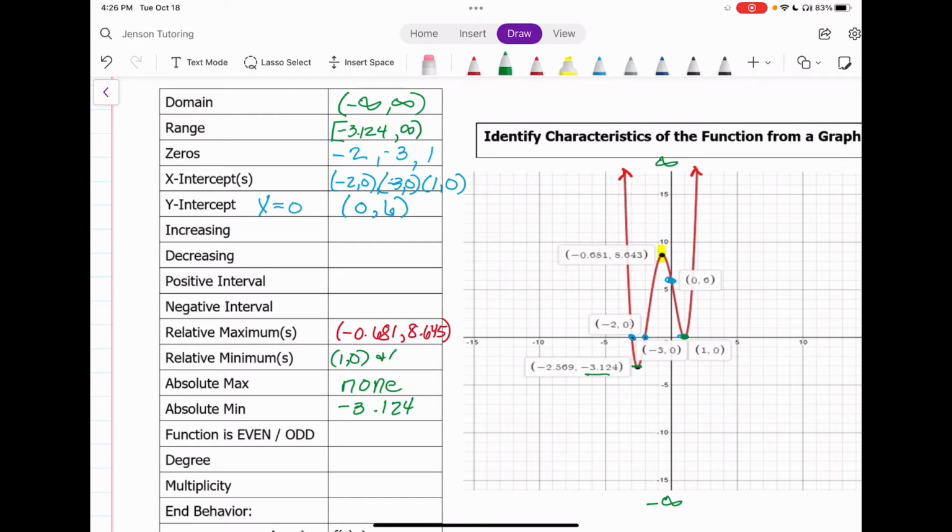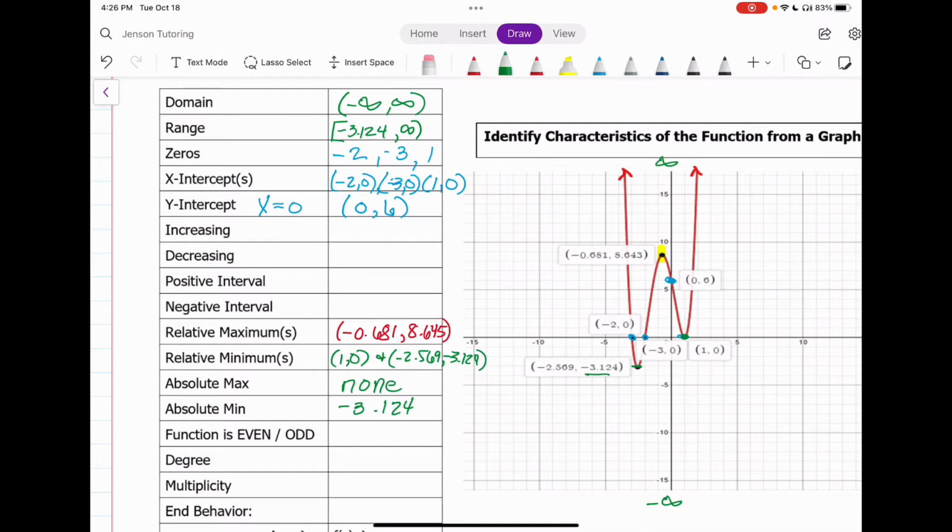And I also want to include my absolute minimum in this point as well. So I have negative 2.569 and negative 3.124. So both of those would be considered relative minimums. Okay, so these values are going to come back into play when we look at the increasing, decreasing, and then positive interval and negative interval.